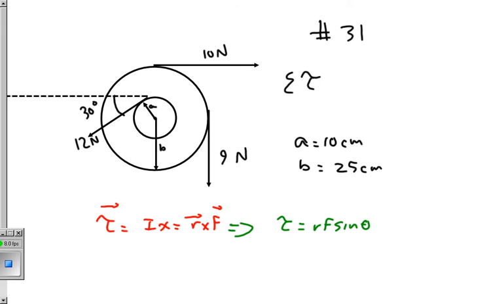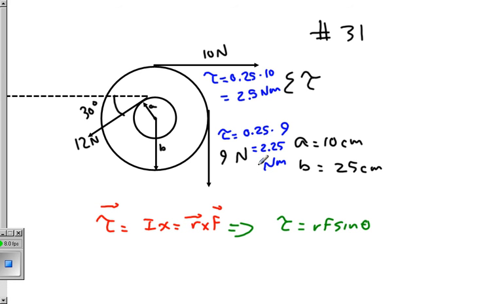So up here, we're going to find that our torque is equal to our force times our radius. This is radius B here, so we end up getting 0.25 times our 10 Newton force, which gives us a 2.5 Newton meter torque. Down here, we have a 9 Newton force that is again at radius B, so our torque here is 0.25 times 9, which is very similar. It ends up being 2.25 Newton meters of torque.